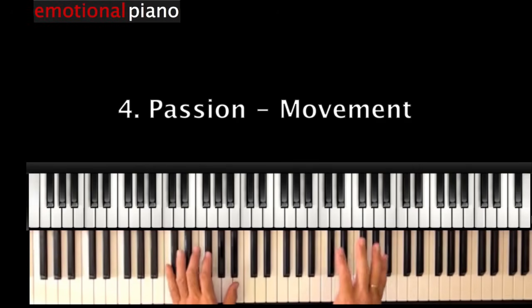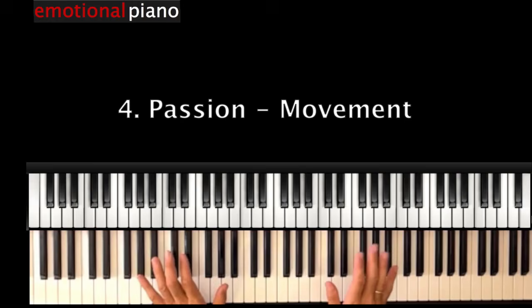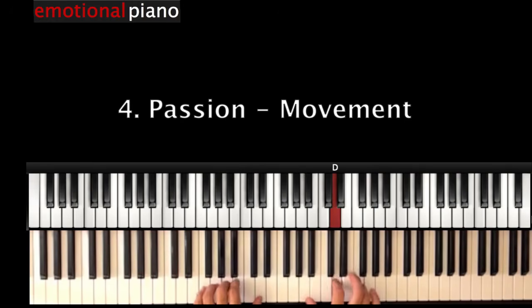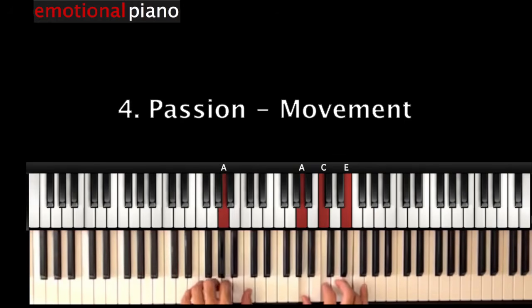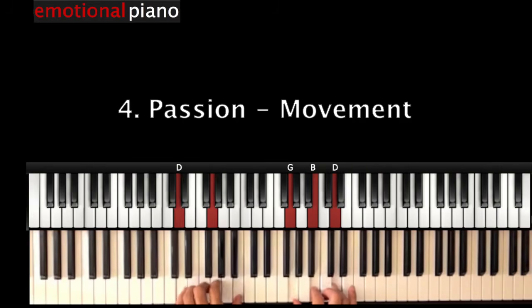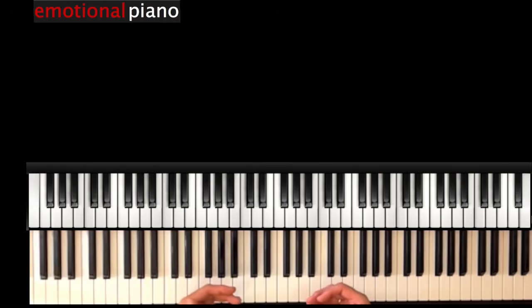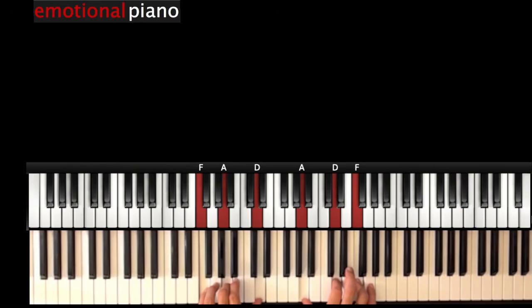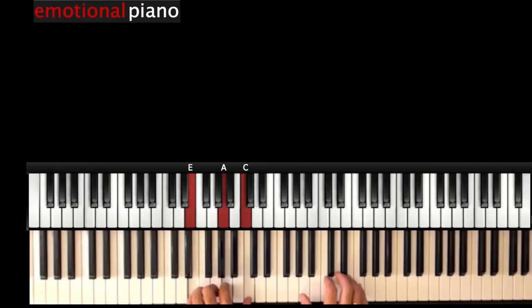So, emotion number 4, passion and movement. One beautiful technique is to let the right hand flow continuously. Play sparkling arpeggios and include chord extensions. D minor, use the extension G, the 4. And A minor, use the extension 6.